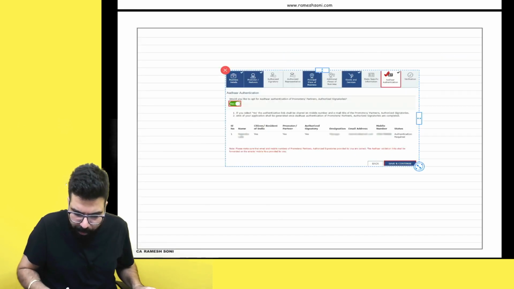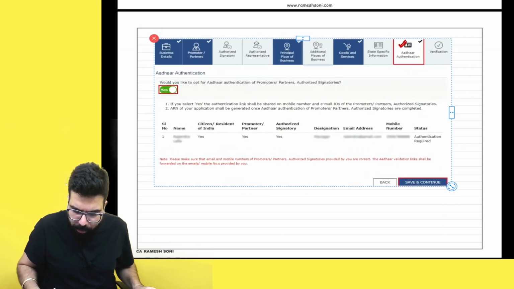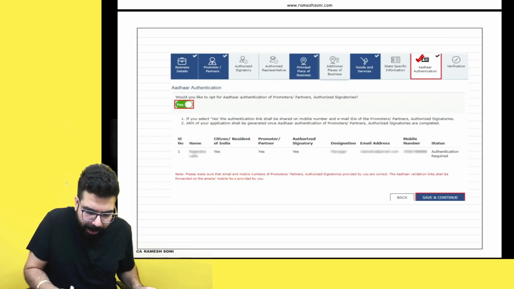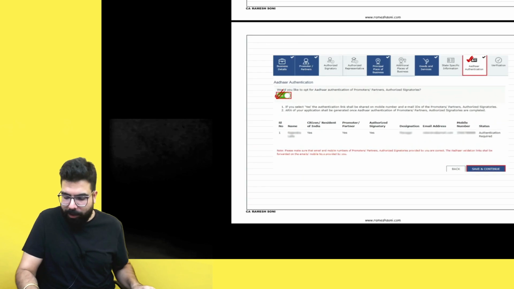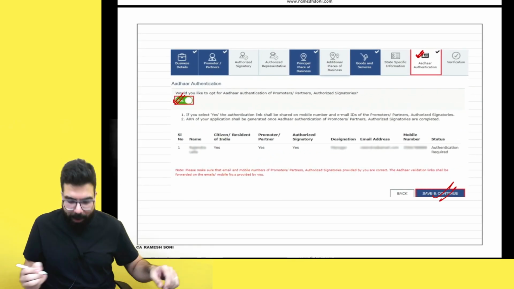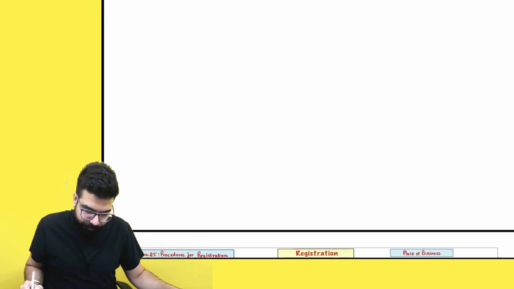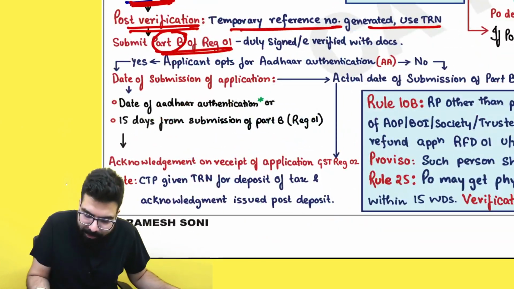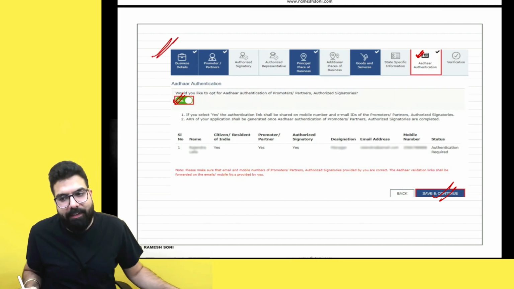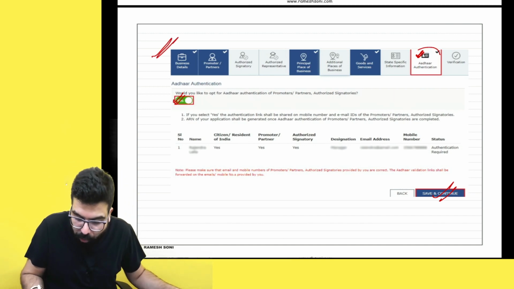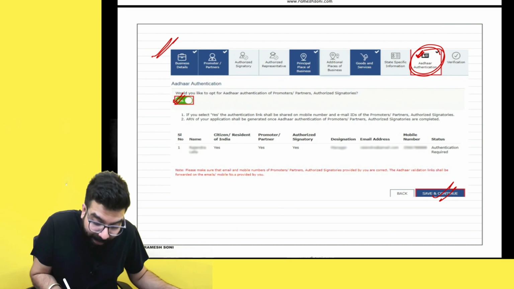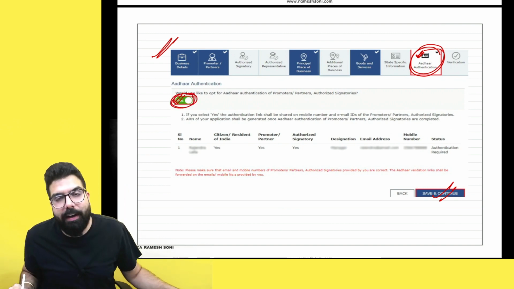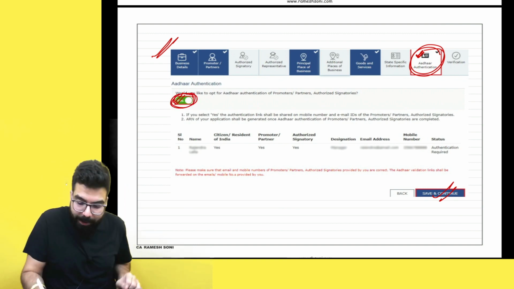So here, when you used to do Aadhaar authentication, and if you say yes and submit your part B of GST REG01, we had learned over here that we have to fill part B of GST REG01. I have shown you this was the part B. In part B, we had to do Aadhaar authentication. If I say yes, I want to do Aadhaar authentication, then they used to go ahead.